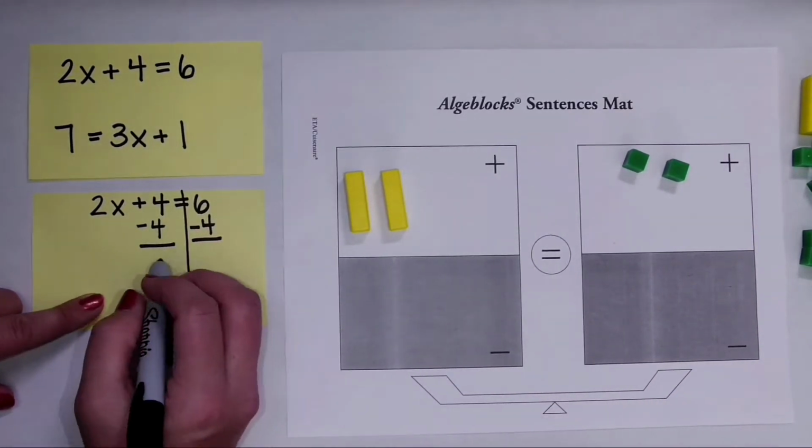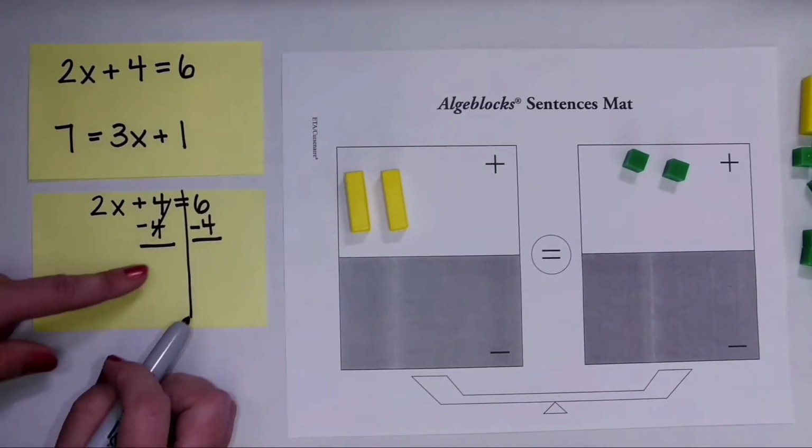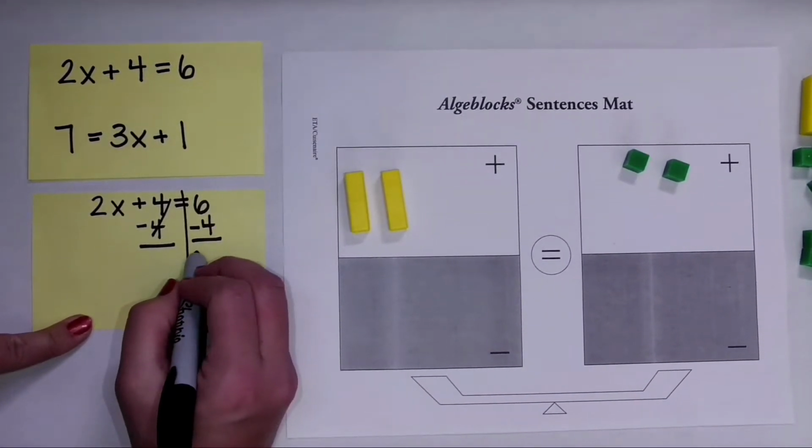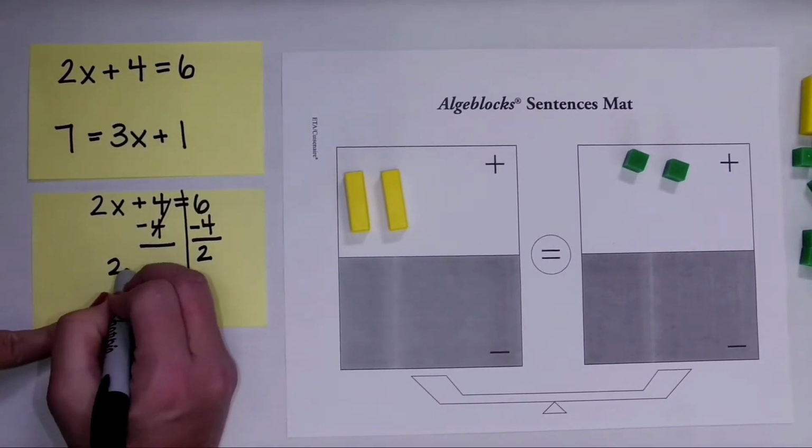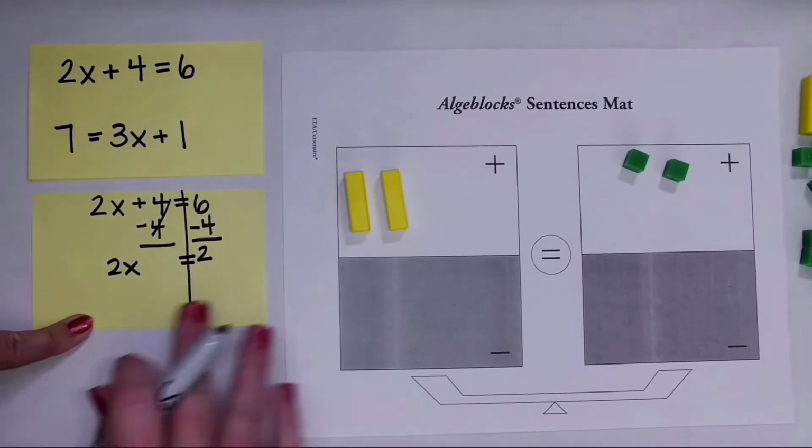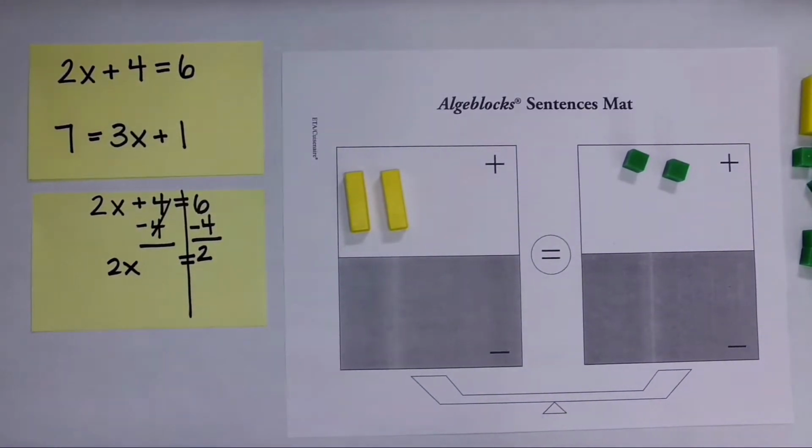So positive 4 minus negative 4, that equals 0. I often don't write that, but 6 minus 4 is 2. So now I have 2x equals 2. And look, that's exactly what I have set up there.